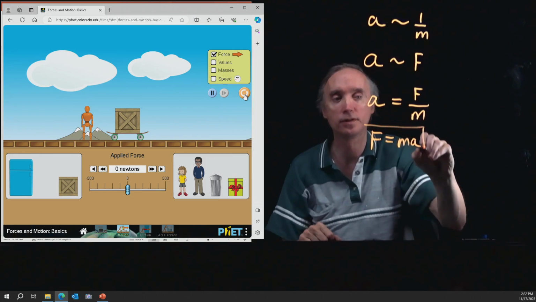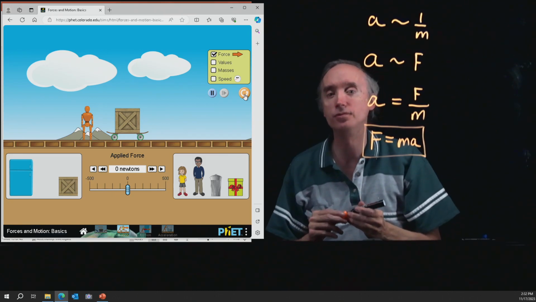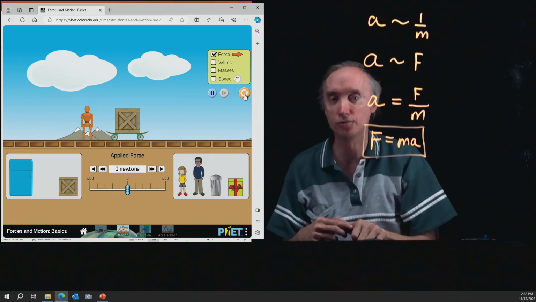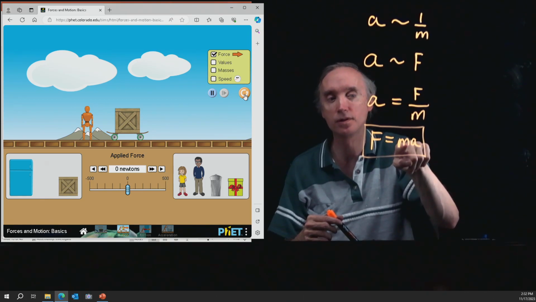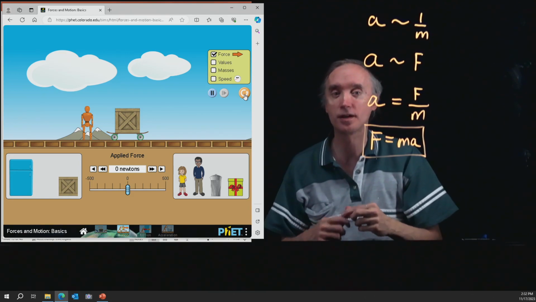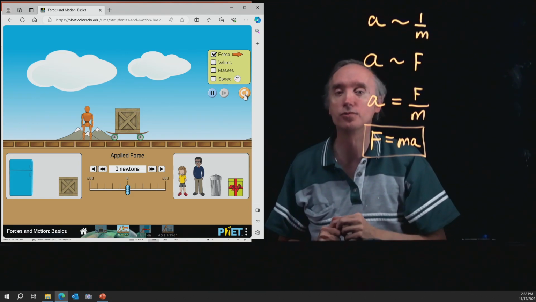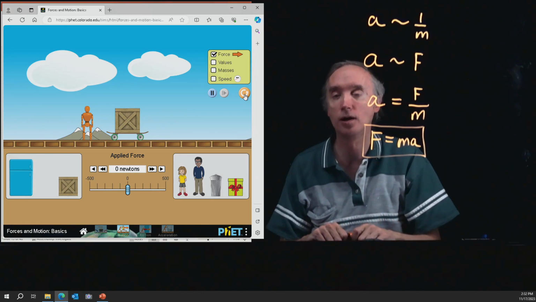There it is. That is Newton's second law of motion. A force causes a mass to accelerate. Got it? All right, let's take a break. When we come back, we will show how to actually use this in word problems.